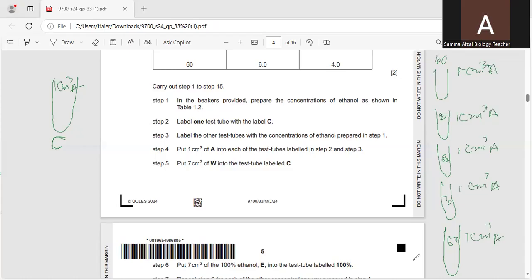Then put 7 cubic centimeter of W into the test tube labeled C. What is W? W is the distilled water. So first of all, in all test tubes, including control, we have added 1 cubic centimeter of calcium chloride solution, and then we have added 7 cubic centimeter of water into the test tube labeled C.